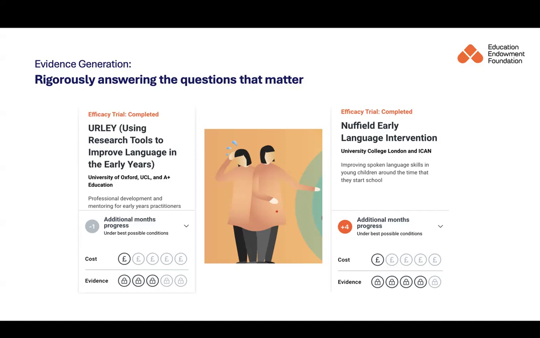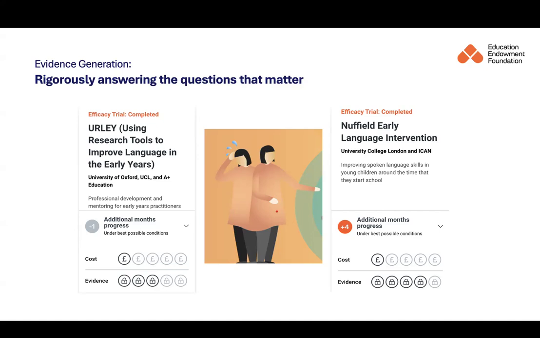And we test the solutions with the most rigorous possible methodologies. So we take a group of intervention schools, normally around 100 schools, a group of comparison schools, and we give the intervention to the intervention schools and then compare the results at the end of the study. And typically, whether you're in intervention or control group will be randomized between the schools. And all of the studies are published.